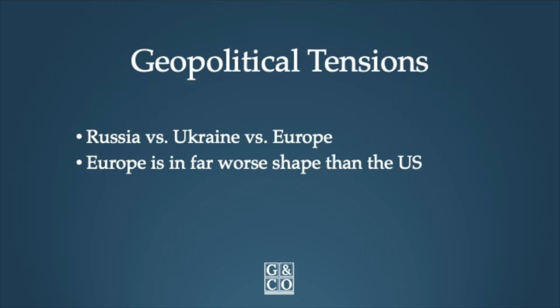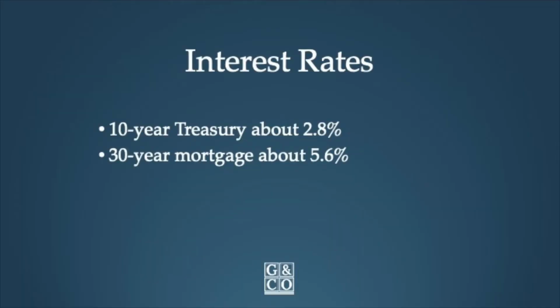And they thought Brexit was bad. This is real, folks. I mean, we're talking raw materials, we're talking food, we're talking energy. These are the basic necessities of our human day to day life. So, right now, Europe is in far worse shape than the US is at the moment. Interest rates, 10-year treasuries about 2.8% this morning, 30-year mortgages running about 5.6.